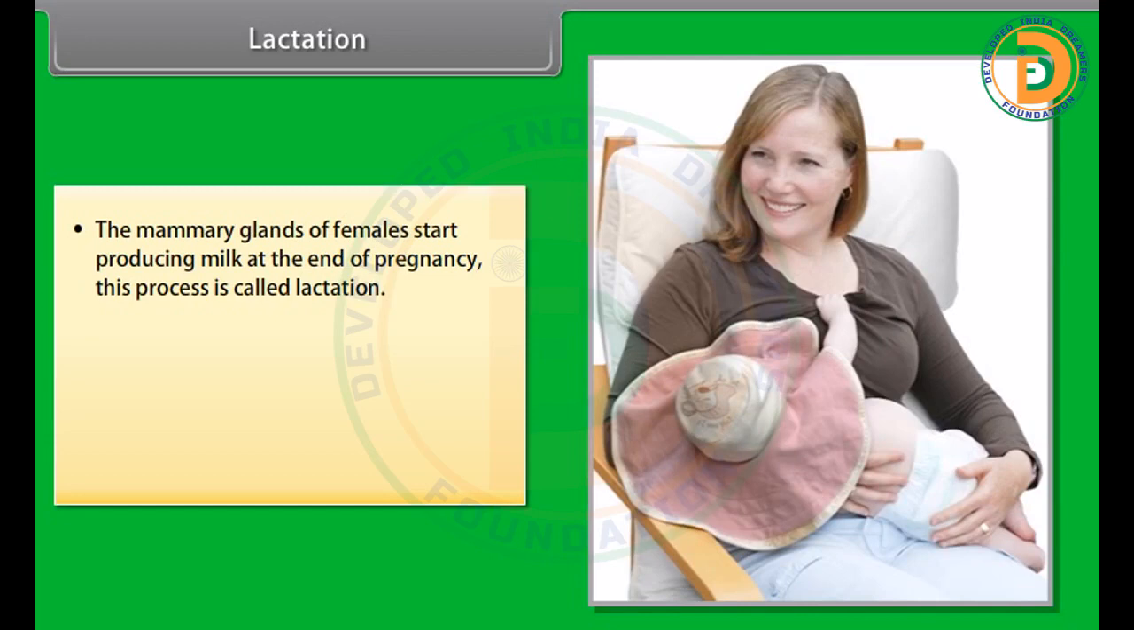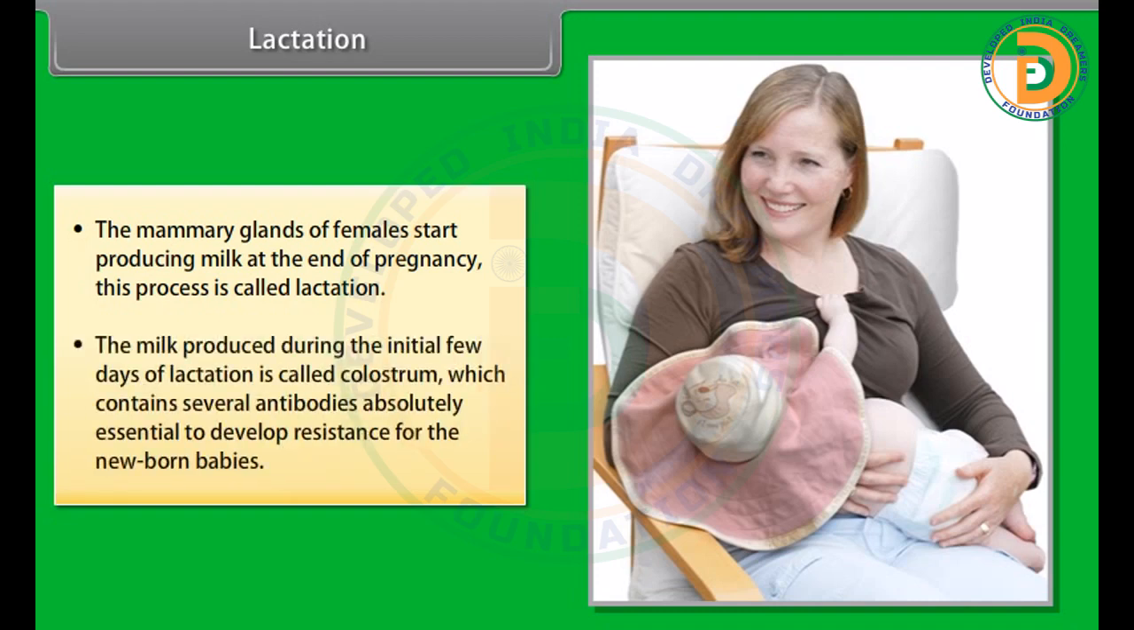Lactation. The mammary glands of females start producing milk at the end of the pregnancy. This process is called lactation. The milk produced during the initial few days of lactation is called colostrum, which contains several antibodies absolutely essential to develop resistance in newborn babies.